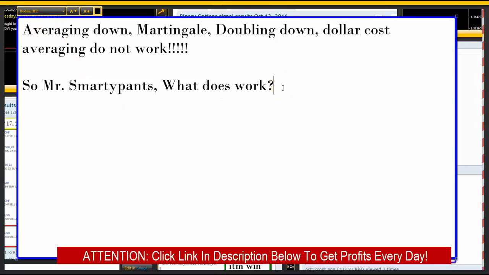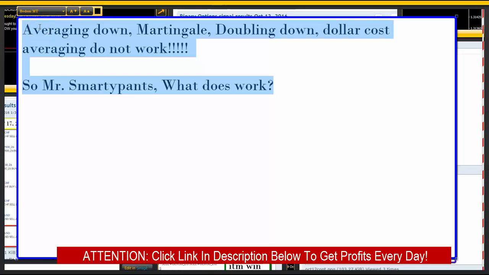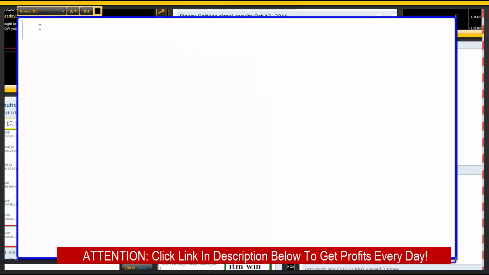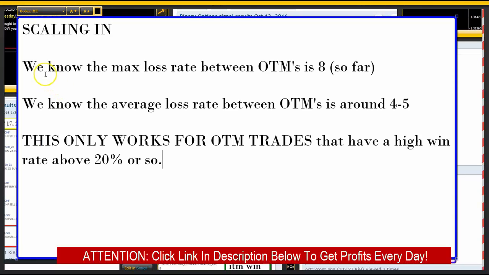Okay, now let's get into what does work. Since you know what does not work and what not to do, we're gonna talk about scaling in. Okay, we know the max loss rate for these types of trades is about 8 so far. It could go higher. Who knows? We also know the average loss rate between OTMs is around 4 to 5. It just depends. Sometimes 2, sometimes 3, sometimes 6. One time 8. That's fine.